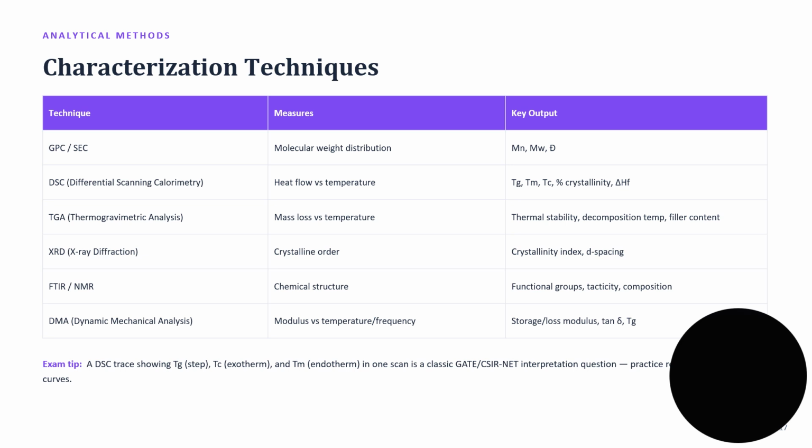Question in GATE and CSIR NET. Practice reading these heat flow curves until you can identify each transition instantly.